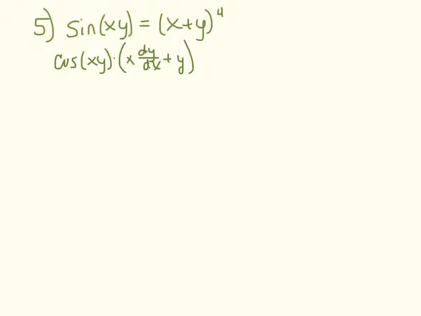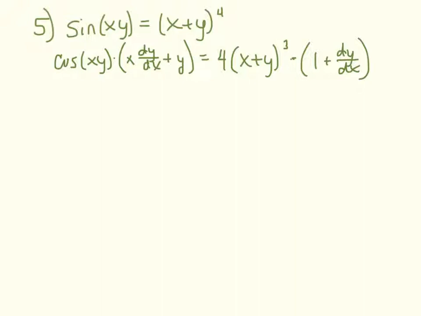All right, equals. Now we take the derivative of the (x plus y) to the fourth. Again, chain rule. Bring the 4 down. Keep the inside, x plus y. Decrease the exponent by 1. Now times the derivative of the inside, which again you need to put in parentheses. The derivative of x is 1 plus the derivative of y is dy/dx.